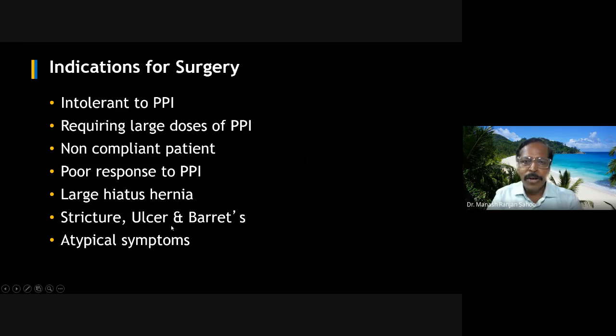So what are the indications for surgery? Patients who are intolerant to PPI, requiring large doses of PPI, non-compliant patients, poor response to PPI, large hiatal hernia, patients with stricture, ulcer, Barrett's esophagus, patients having atypical symptoms. These are the patients who benefit the most from an anti-reflux surgery.